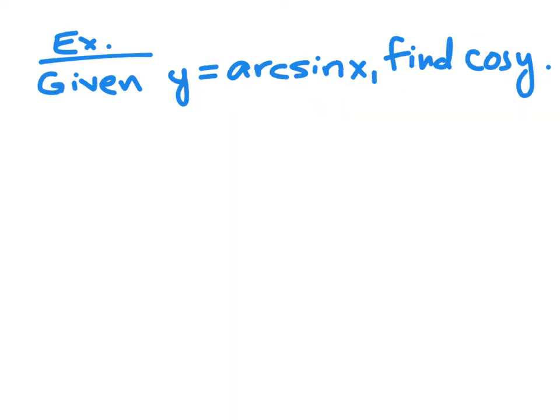Now, let's say I had something a little bit more complicated, where I have more variables and not as many numbers. So that would be like this problem. It says, given y is equal to arc sine of x, find the cosine of y. Well, it looks a little confusing because I have a lot of different variables here. So first thing I want to do is just deal with that y is equal to arc sine of x. If I rearrange this so that I no longer have arc sine, I'm going to do that by taking the sine of both sides. So this will give me sine of y is equal to x.